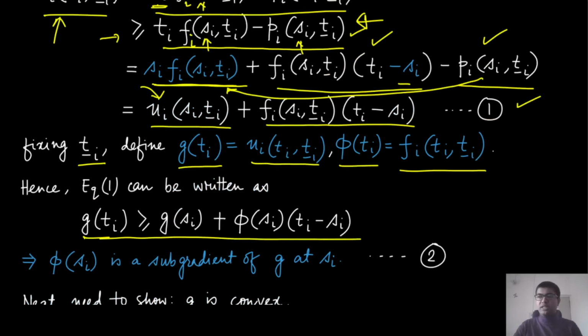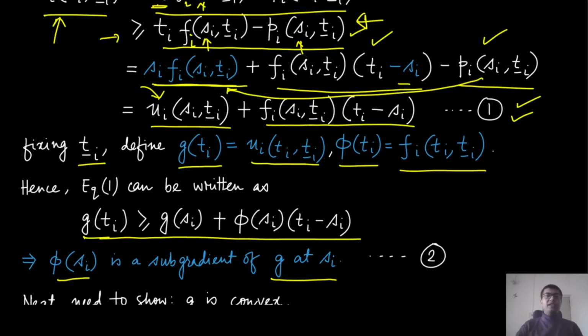And you know that this inequality of 1 holds for all possible values of si, t minus i, ti, etc. So for all those values, we can write this in an equivalent way. When t minus i is held fixed, phi of si is the subgradient of g at si. This is something that we have defined in the previous module, so we are just using that fact. So this is a subgradient.